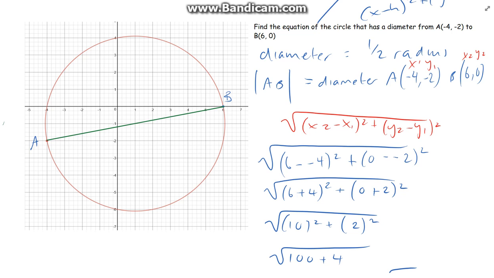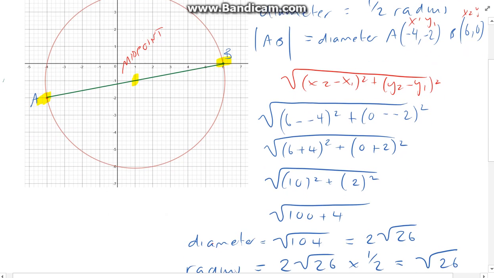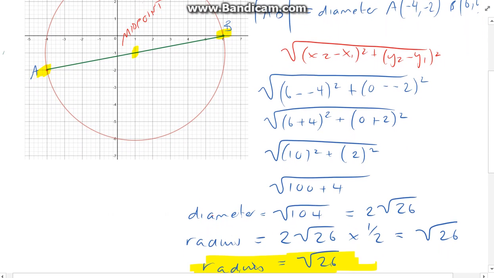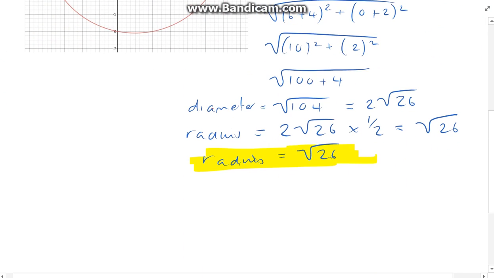We know that another word for the centre of the diameter from A to B would be midpoint. We need to find the middle value. The midpoint of A and B will give us the centre, because the diameter goes through the centre. You have to remember that: the diameter will always go through the centre. So if we find the midpoint of AB, that would give us our centre.